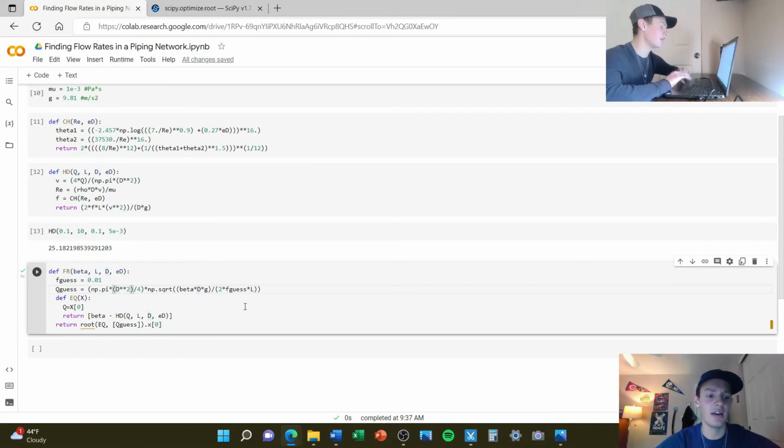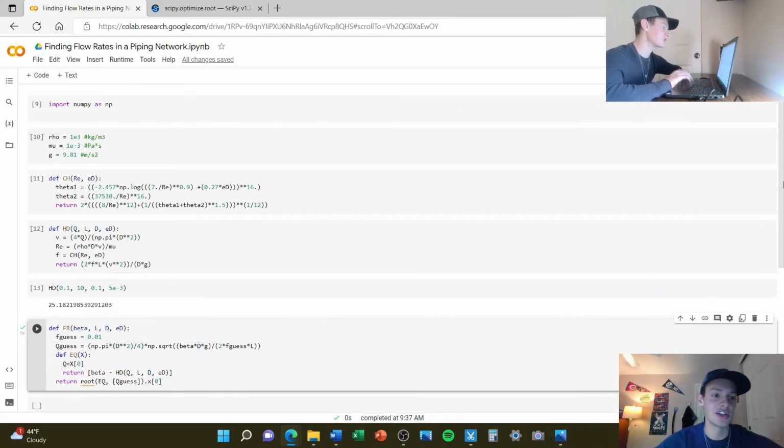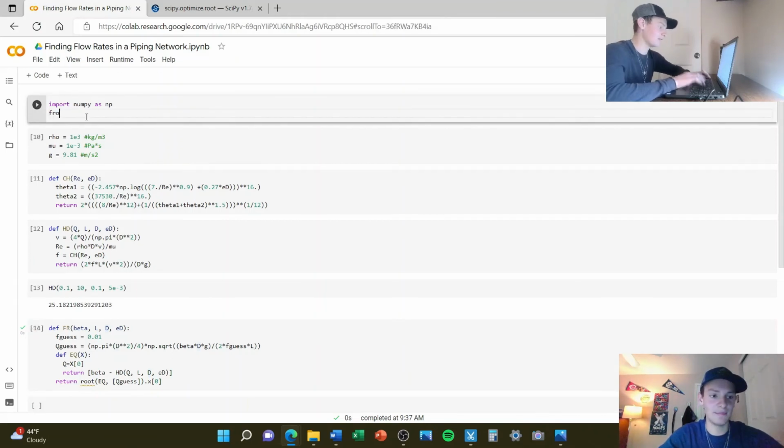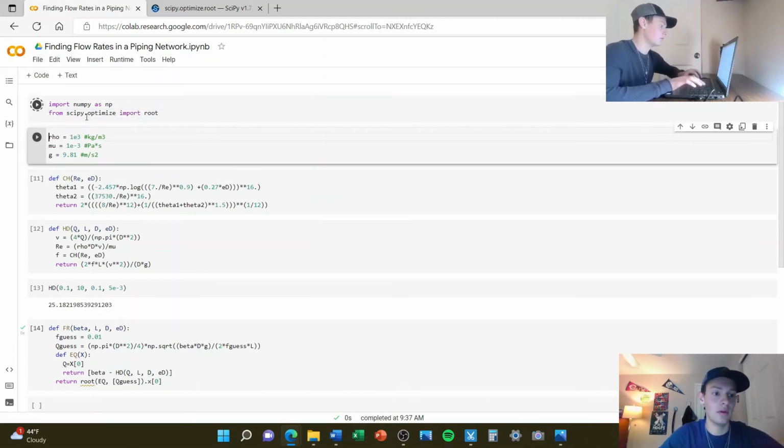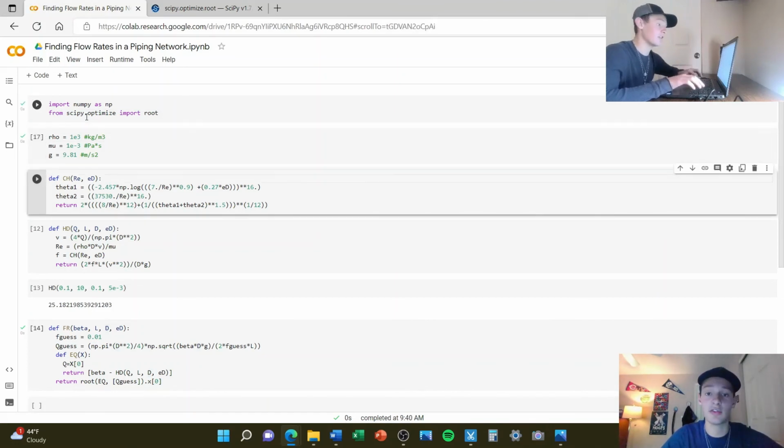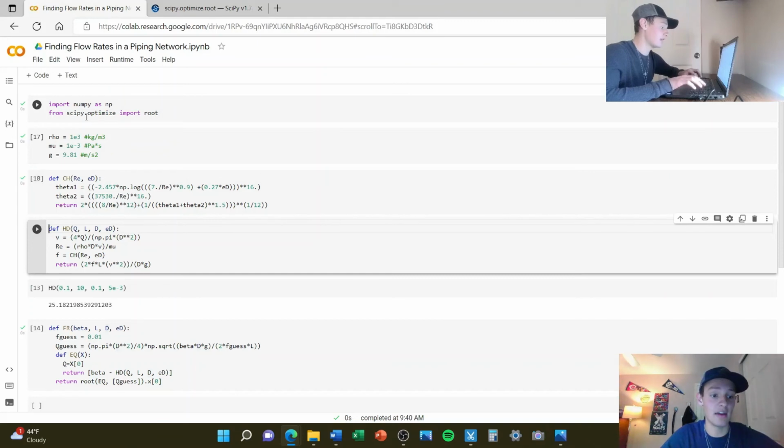And notice that this took a while to load, and that's because I haven't selected Shift Enter for all of our other pieces of code. And I've also not actually put in the root solver. I haven't gotten that yet from scipy.optimize, so I need to do that up here. Okay. And then I will make sure that this function works, and that will be the end of this video.